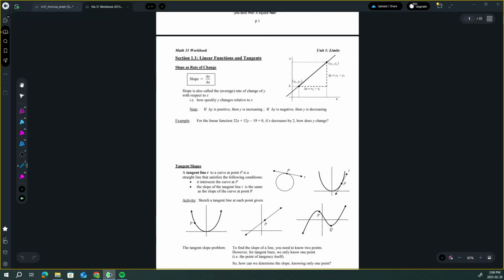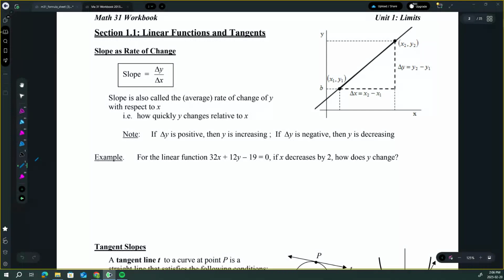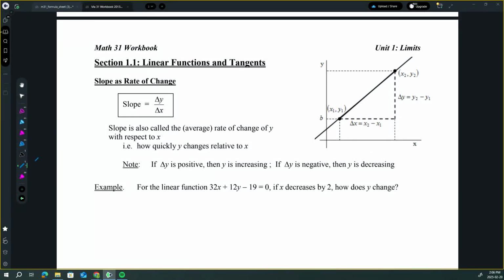Okay. So for section 1.1, linear functions and tangents, we're talking about slope, which is nothing new to you guys, but slope is actually going to be a very critical concept for this course, because once we get to derivatives, you do need to understand that derivatives are all about finding slope at any given point in whatever curve you're talking about.